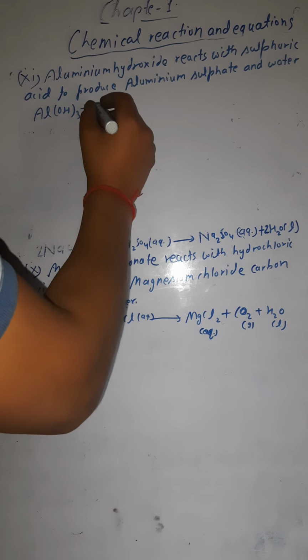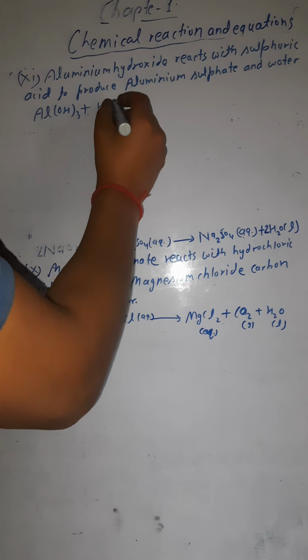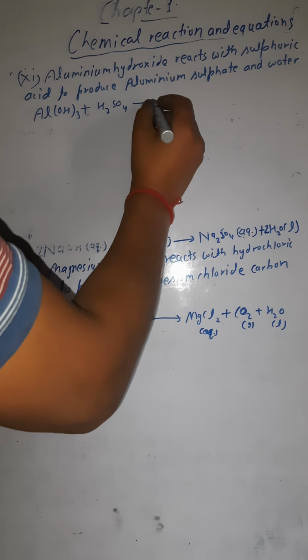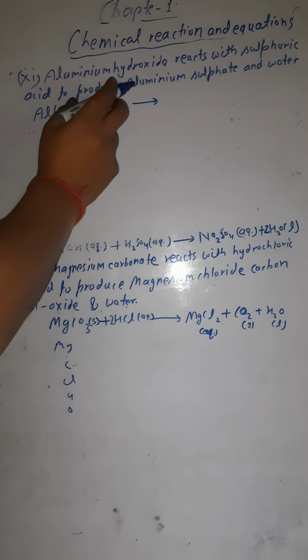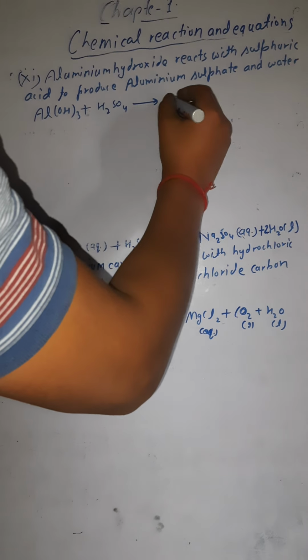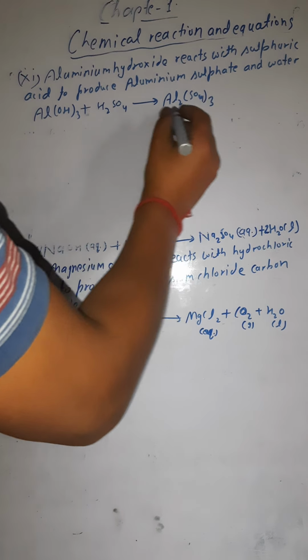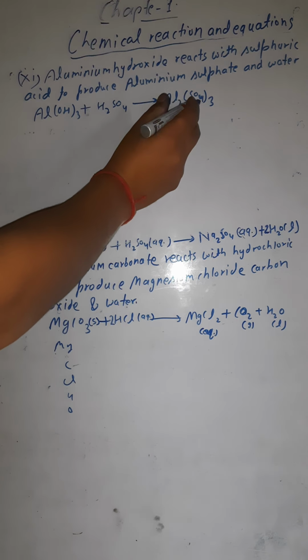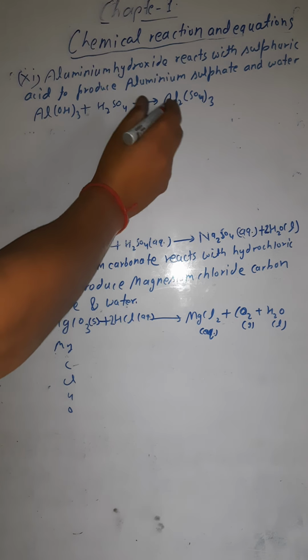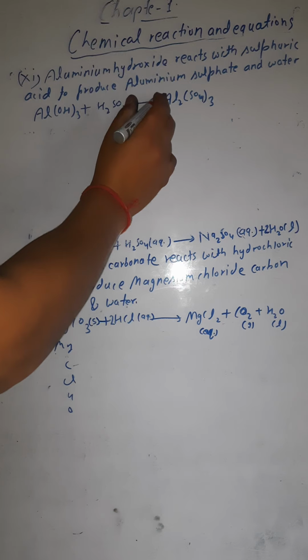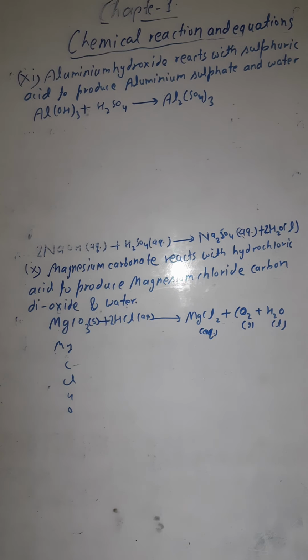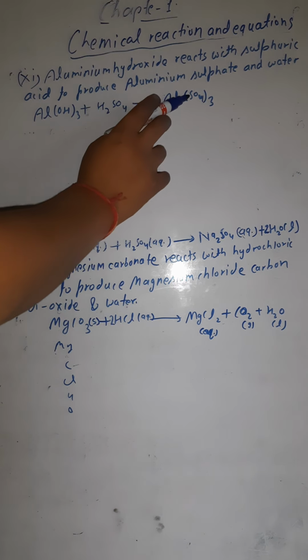Sulfuric acid. Sulfuric acid is what? H2SO4, and it produces what? It produces aluminium sulfate, that is Al2(SO4)3. Why Al2 here? Because valency of SO4 ion is 2 and valency of aluminium is 3. So its valency you write here, its valency you write here. Okay, it's an ionic compound, SO4.